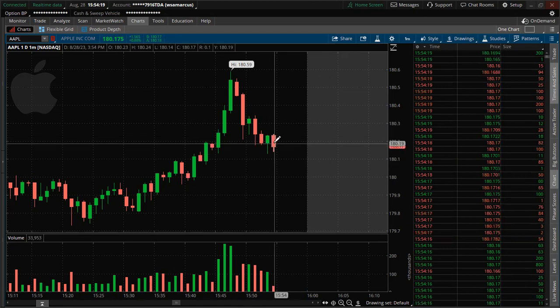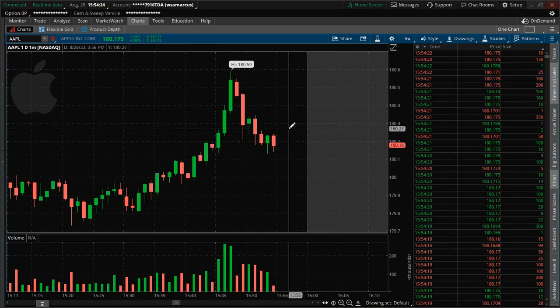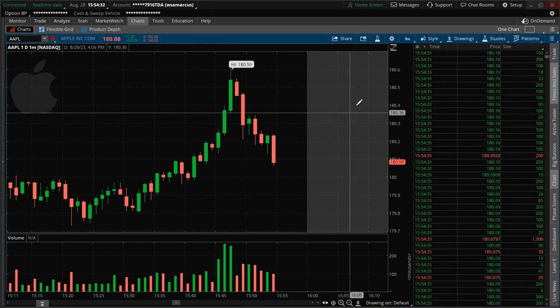Now, if there are more buyers than sellers, the candle will turn green. If there are more sellers than buyers, then the candle will turn red. So when buyers outweigh the sellers, it'll turn green. When sellers outweigh the buyers, it'll turn red.